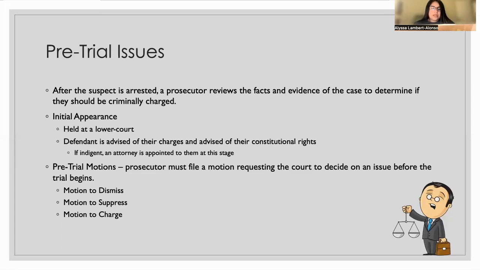And the last one is the motion to change venue. This may be made for various reasons, including pretrial publicity. If the local news has covered the case a great deal, it may be necessary to move the trial to another venue to protect the defendant's right to an impartial jury.